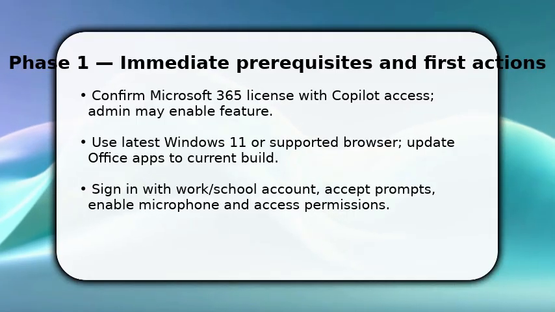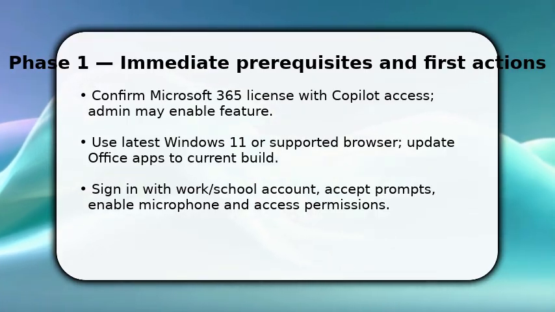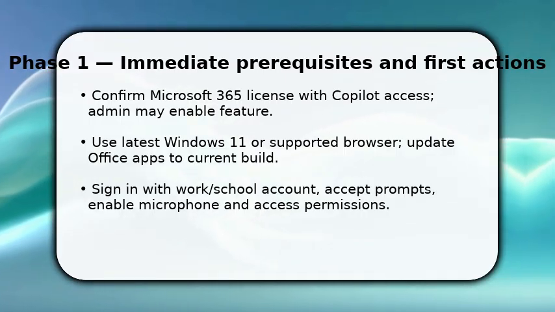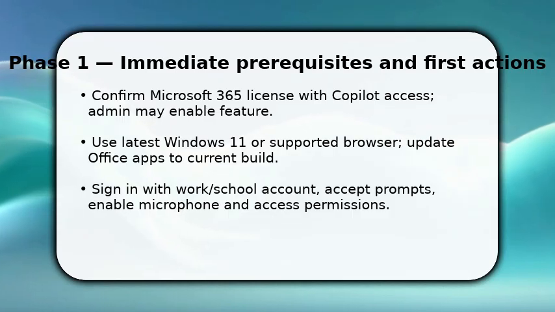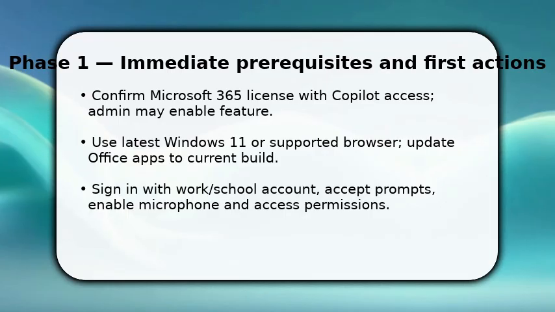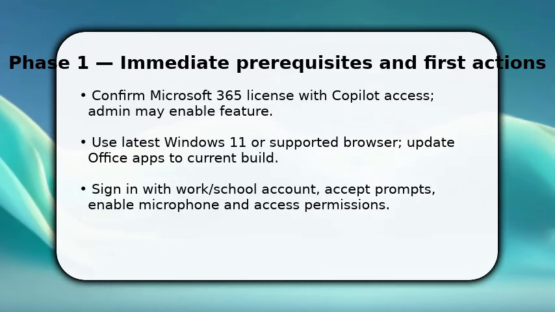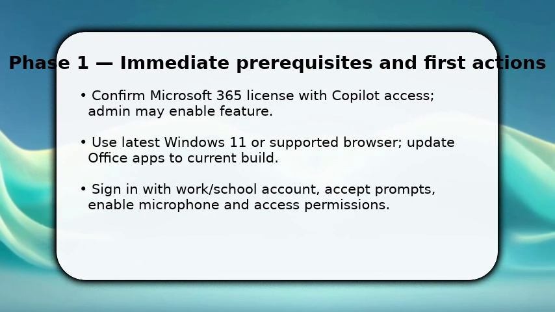You start by confirming your account and permissions so Copilot can act on your data. Sign in with your Microsoft 365 work or school account and make sure your admin has enabled Copilot. Once done, update Office apps or use the supported browser. This avoids version mismatches. Next, enable microphone and data permissions when prompted and allow Copilot to read documents or calendar. This is required for contextual responses. Now you're ready to open an app and invoke Copilot.